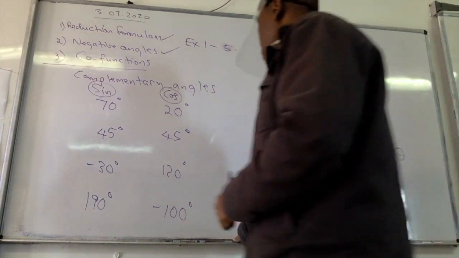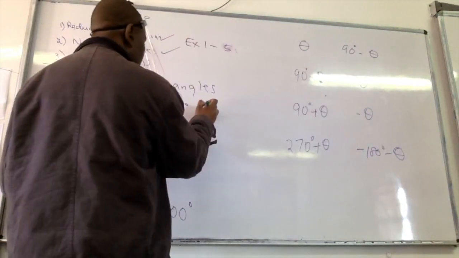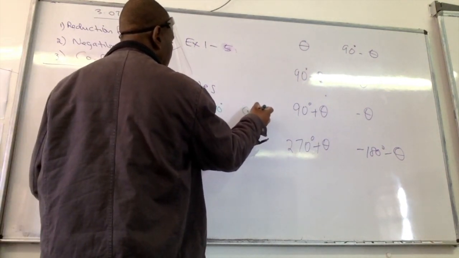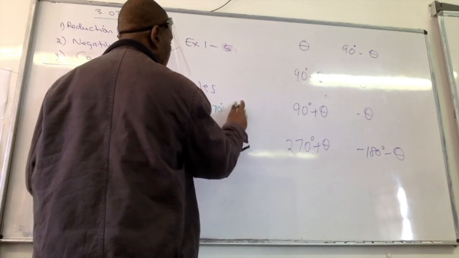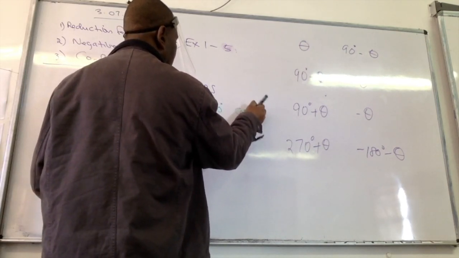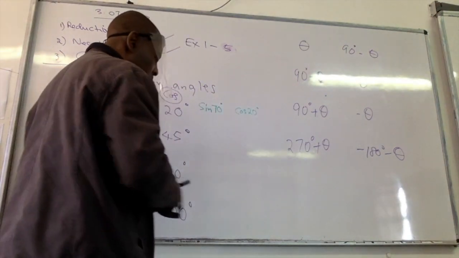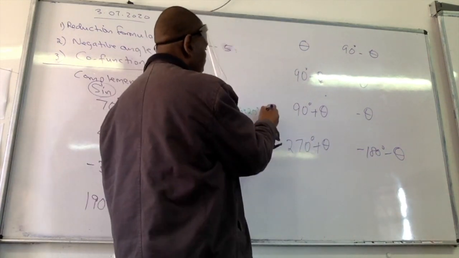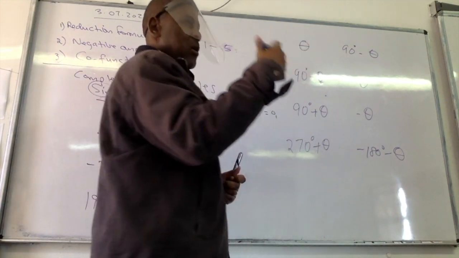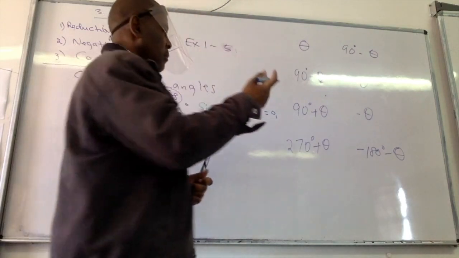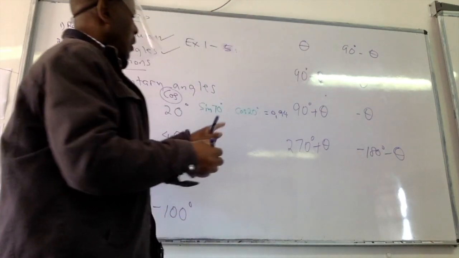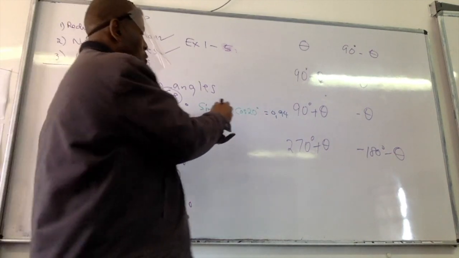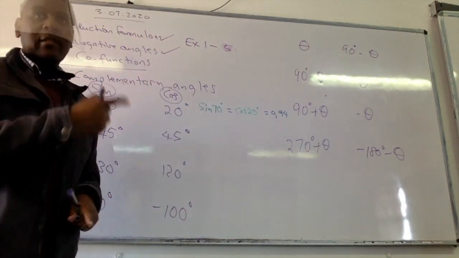Alright, so this is what I'm looking for. The sine of 70 degrees and the cosine of 20 degrees. What do you get? 0 point, you can make it 2 decimals. 0.94. Is the cosine of 20 0.94? Yes. Is the sine of 70 0.94? Yes. So do we agree that the sine of 70 and the cosine of 20 are the same?